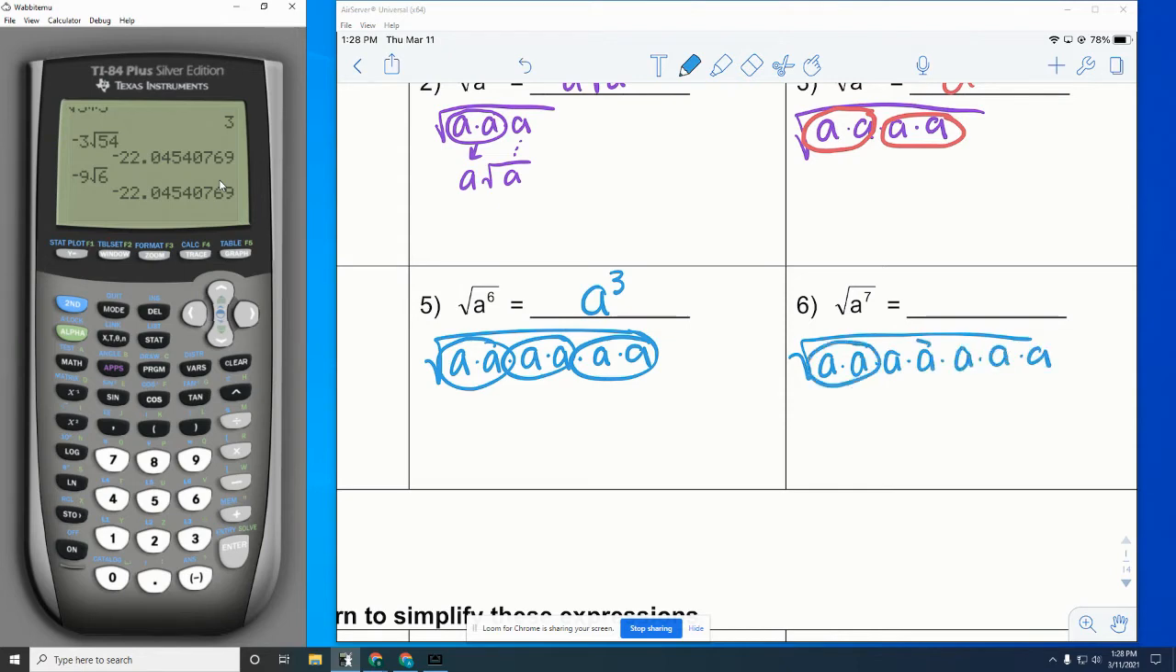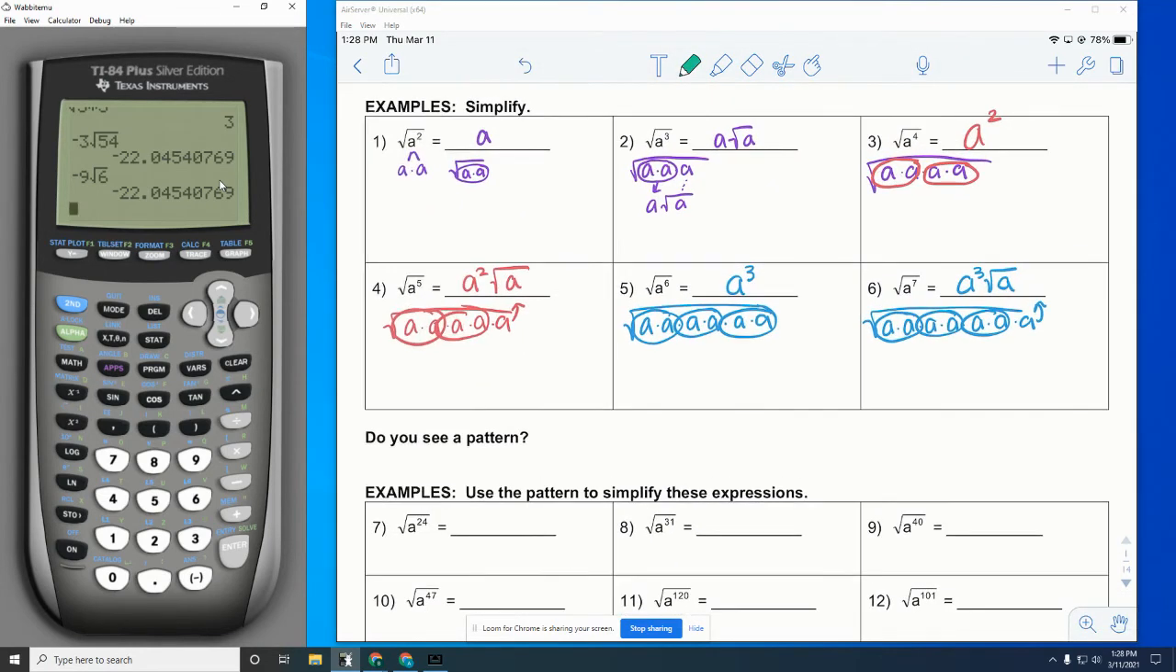So we have 1, 2, 3 groups, and then we have one friend who's left on the inside. So hopefully you're seeing a pattern, and it kind of has to deal with evens and odds. If you notice, every time we didn't have a square root left over, it was because we had even exponents. So this example, and this example, we had even exponents.